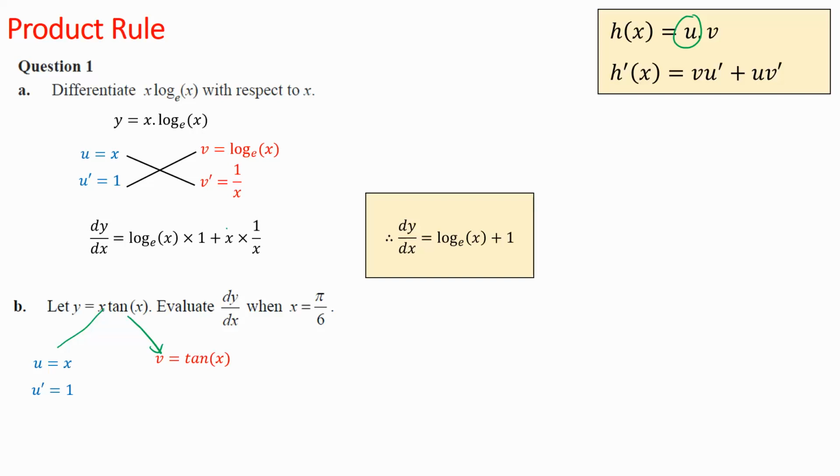What's the rule? Sec squared of x. Here we go. Put them both together. Remember Victoria University first: VU dash plus UV dash, right? So I'm going to follow that rule. Is what I get. Tan of x times 1 is tan of x. Plus x times sec squared of x. I get my second term.